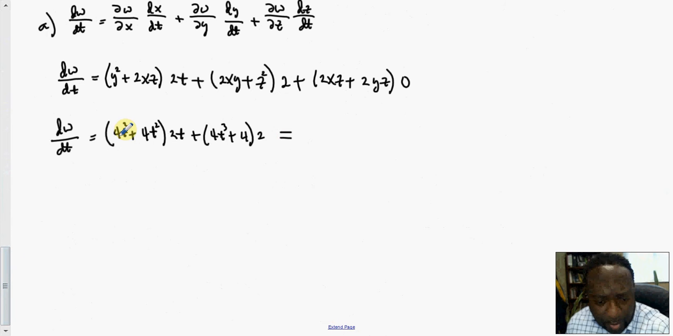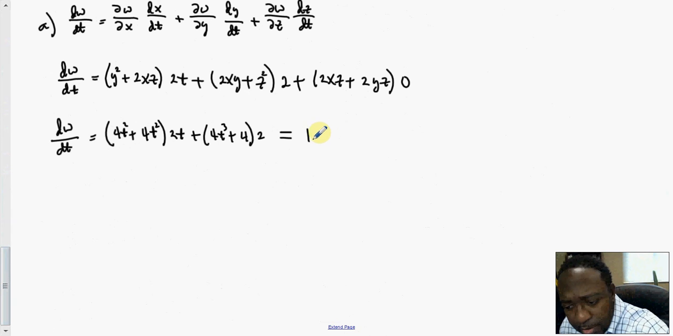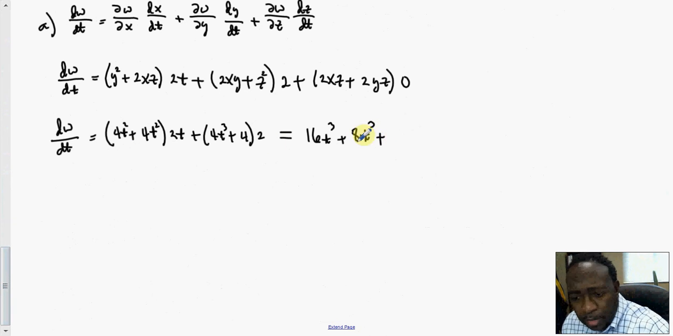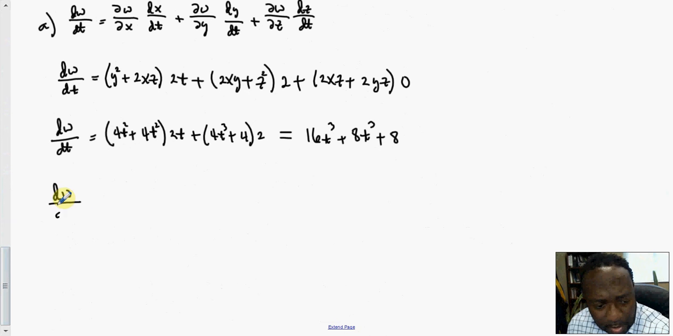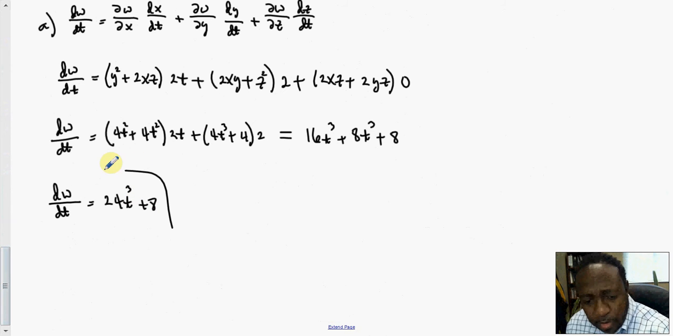So now we simplify. We get 8 times 2 is 16t to the third plus 4 times 2 is 8t to the third plus 8. So dw over dt is equal to 24t to the third plus 8.